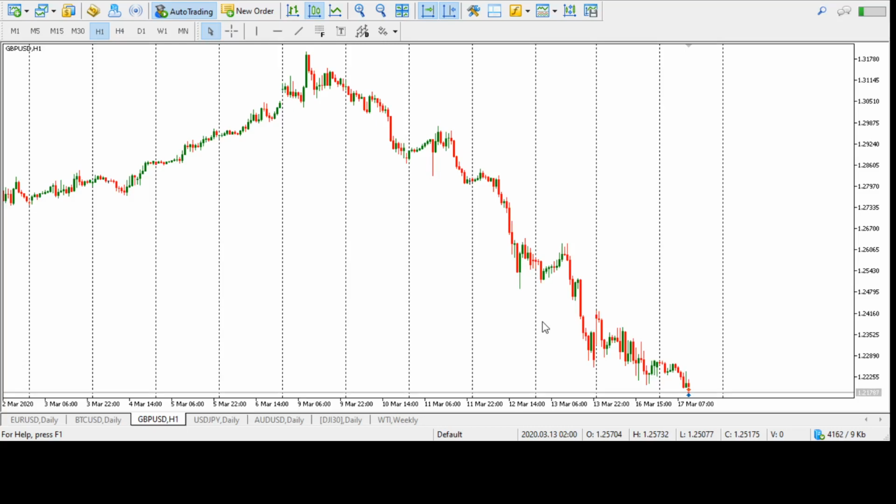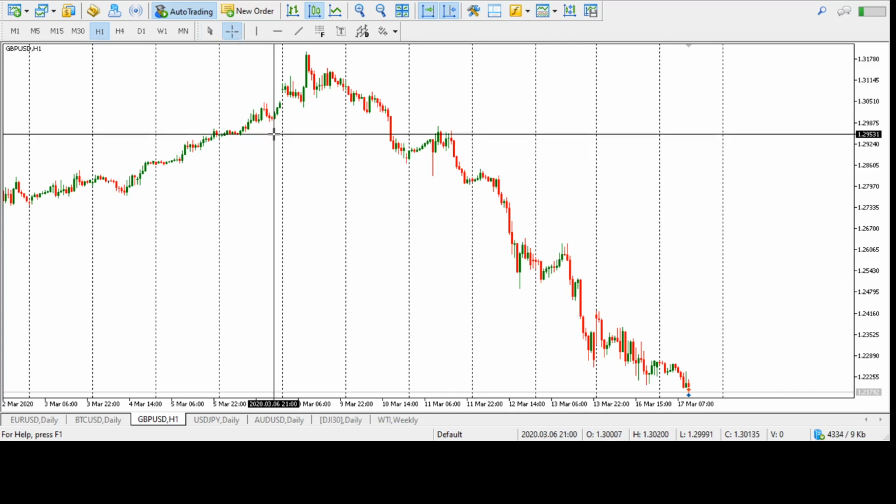Okay, let's take a look at the price chart of Great Britain pound versus United States dollar. Recently, in relation with this virus around the world, the markets became pretty volatile, which is pretty good for short-term traders, because this volatility allows us to make huge profits. I would like to point out some features with this video.